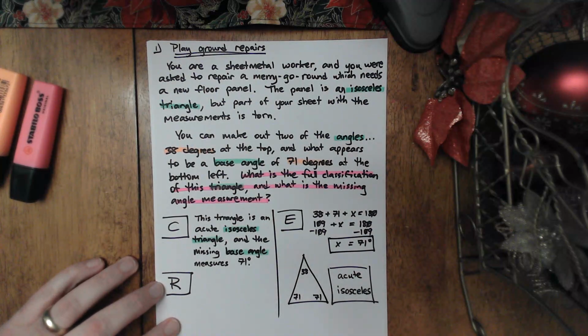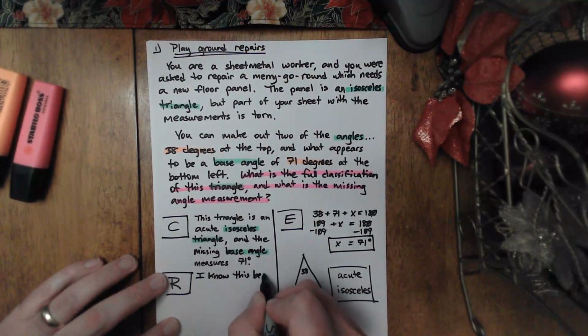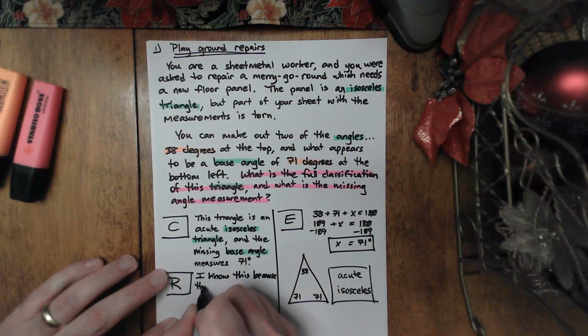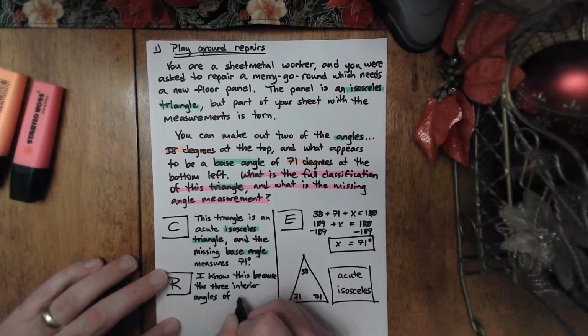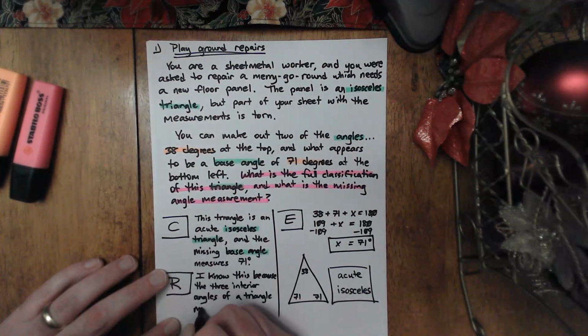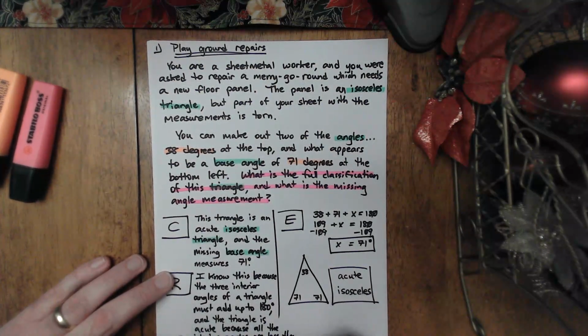All right, so for the reasoning, what backs that up? What proves my statement? Well, I can easily say, I know this because the three interior angles of a triangle must add up to 180 degrees, comma, and the triangle is acute because all the interior angles are less than 90 degrees.